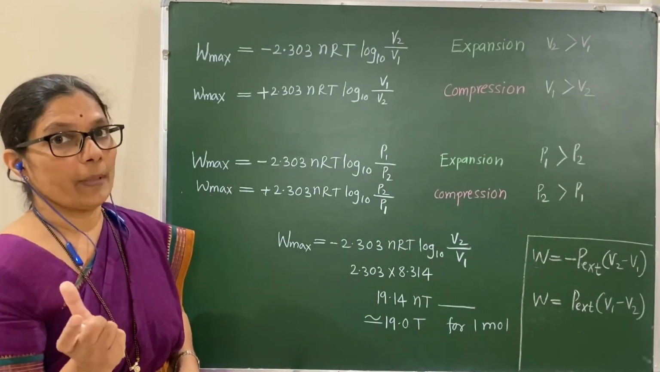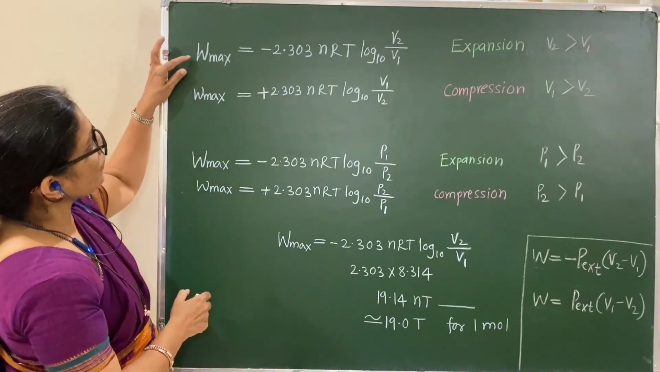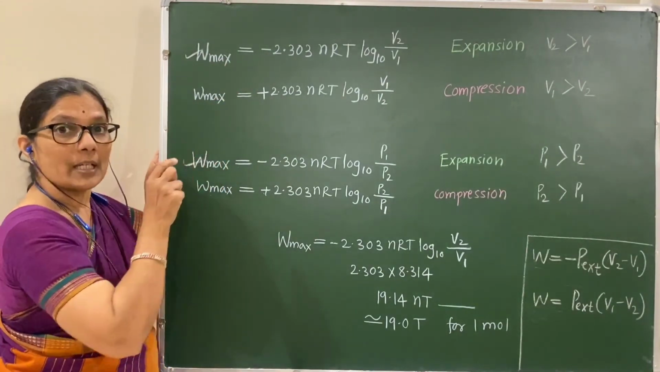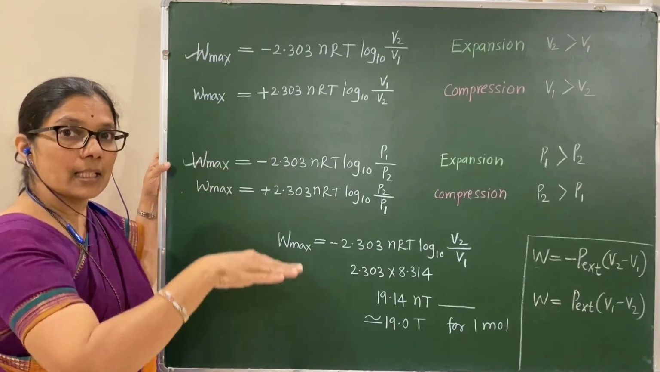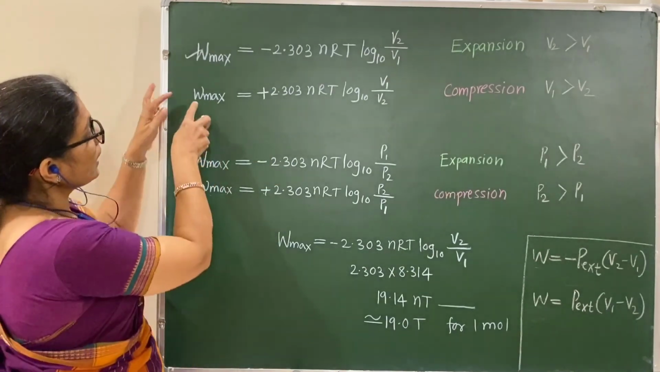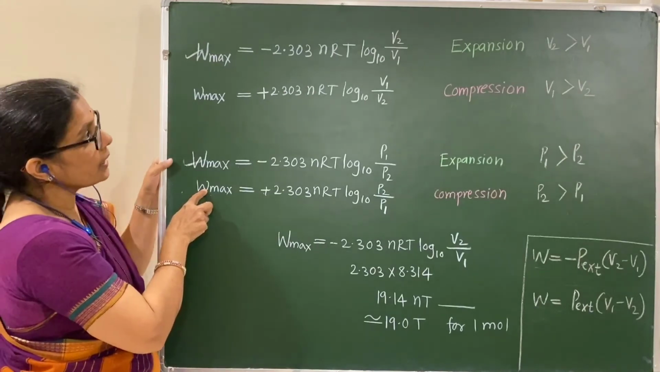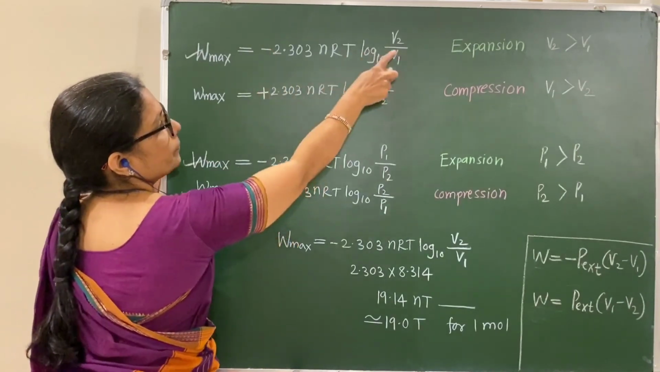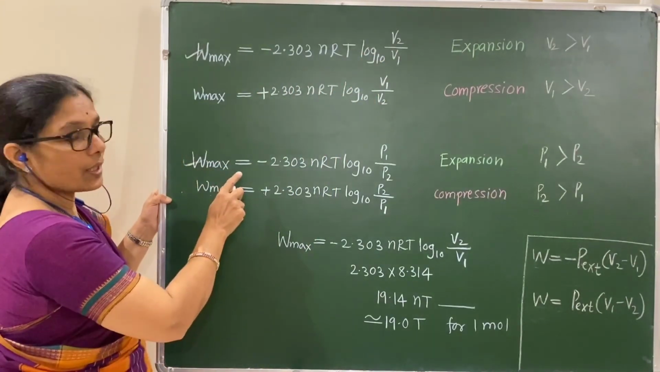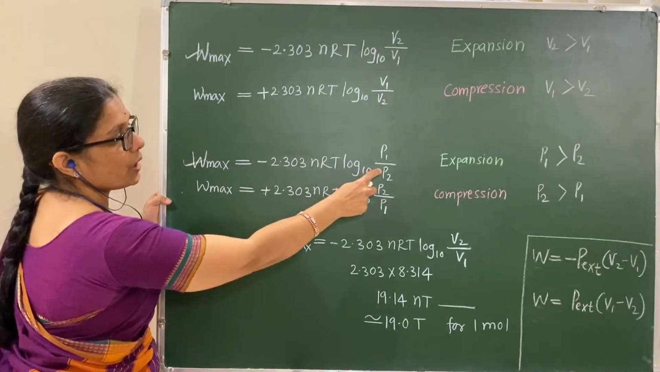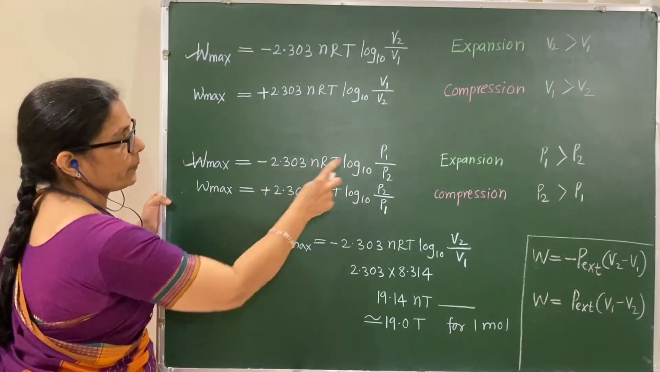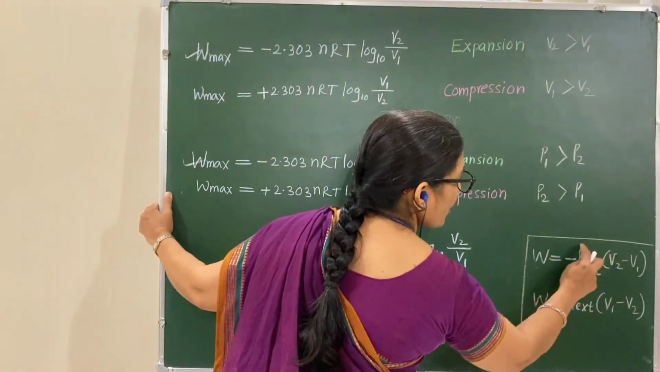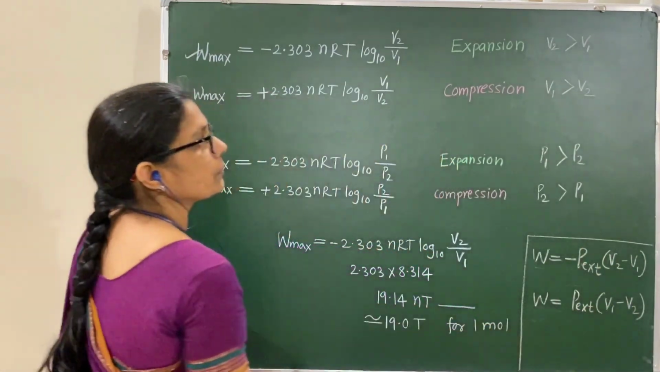Some tips for competitive exams. See here, we are using these two formulae. But suppose in the numerical the gas is compressed, that is compression is there, then you have to use these formulas. That is, volume given, then for expansion this formula, for compression this formula. Okay. Next, pressure given, then for expansion this formula, for compression this. Okay. Similarly, PV type of work, for expansion this one and for compression this one.